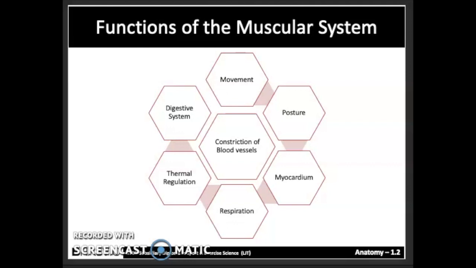Moving on to the constriction of blood vessels. Muscles also work when constricting blood vessels, as mentioned earlier about vasoconstriction and vasodilation. Vasodilation can occur to cool the body down, as talked about earlier, and vasoconstriction can occur to prevent heat loss by evaporation, as talked about earlier.